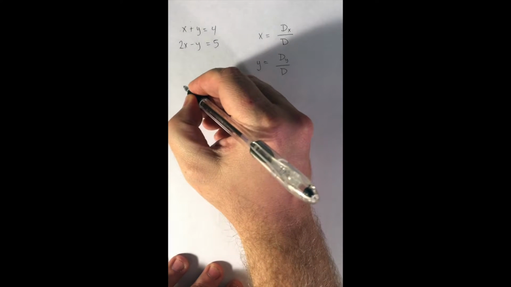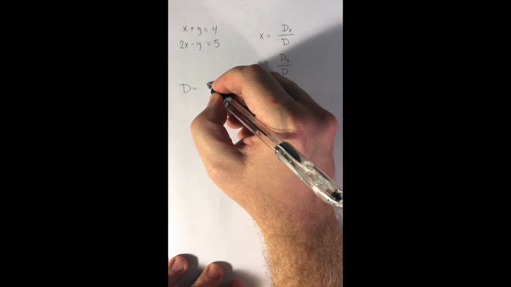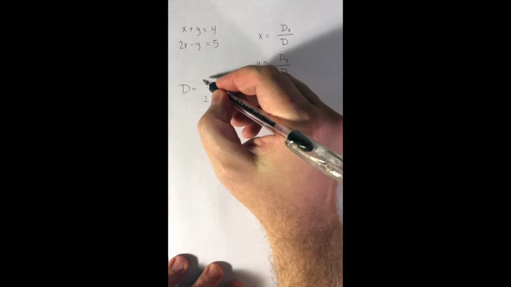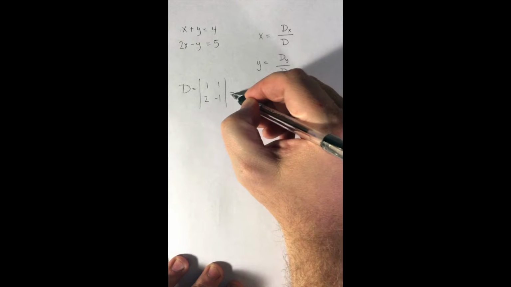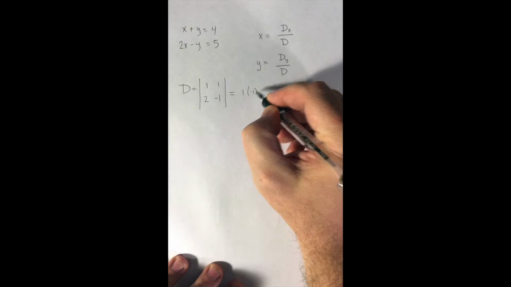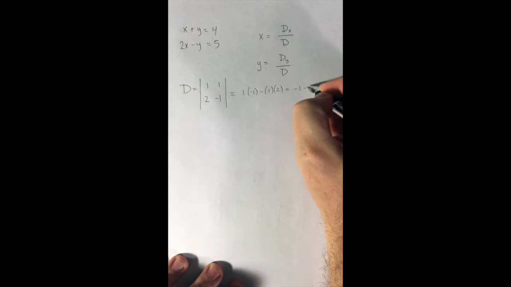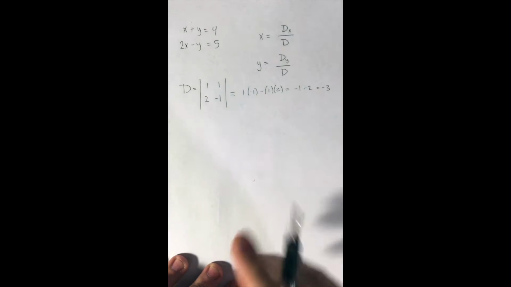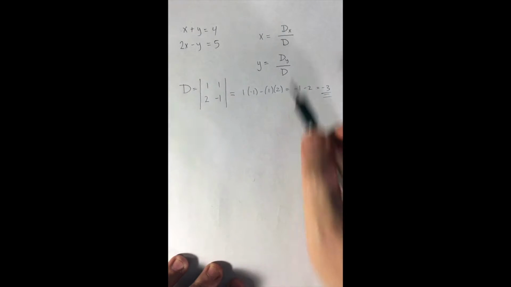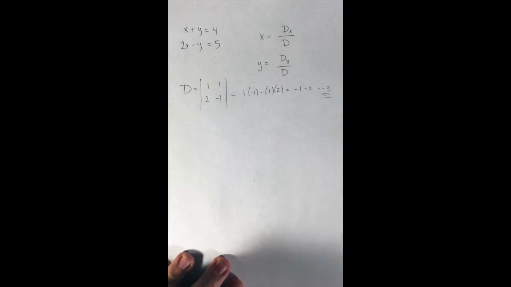And so the value of D, we're going to find as a determinant. It looks like taking the matrix 1, 1, 2, negative 1, that's the left side of the equations, and taking the determinant of that 2x2 matrix. This is something you can do by hand really easily. Just take the diagonals: 1 times negative 1, and subtract 1 times 2. And you get negative 1 minus 2, to get negative 3. So your value of D is negative 3. And if we can find Dx and Dy, then we can find the values of x and y that are going to satisfy this system of equations.